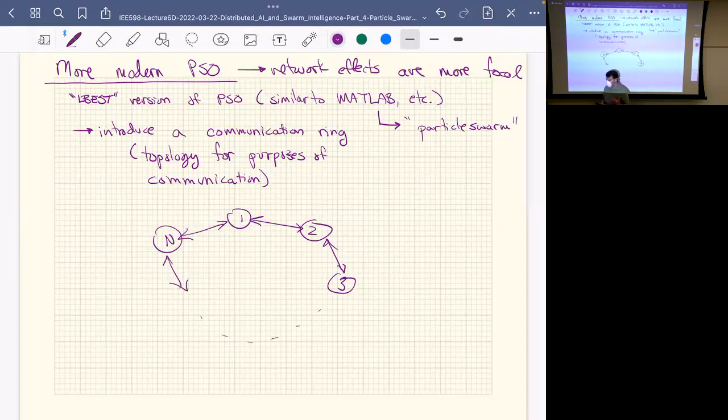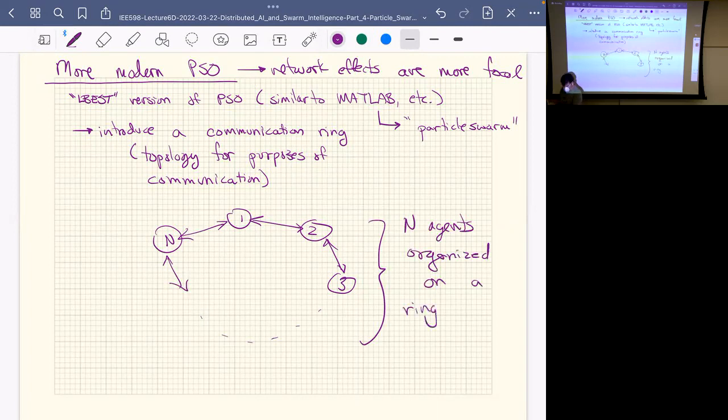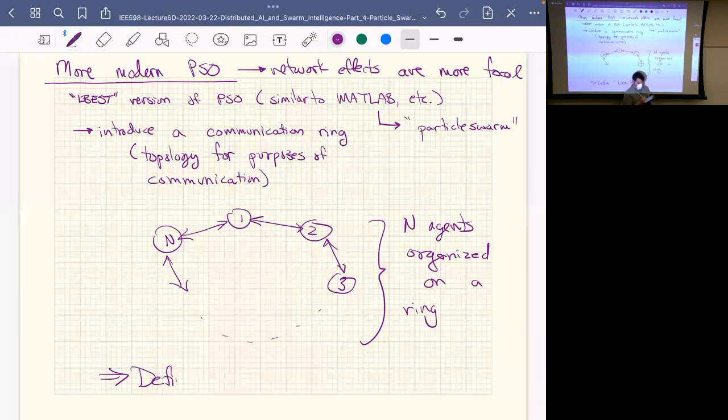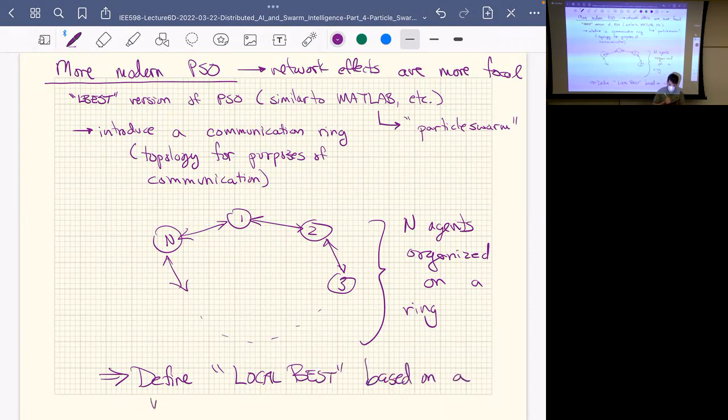And now that I have this ring, these are N agents organized on a ring. And now that I have this ring, then I can define a local best based on a neighborhood size. So in other words, each one of these agents knows its personal best.